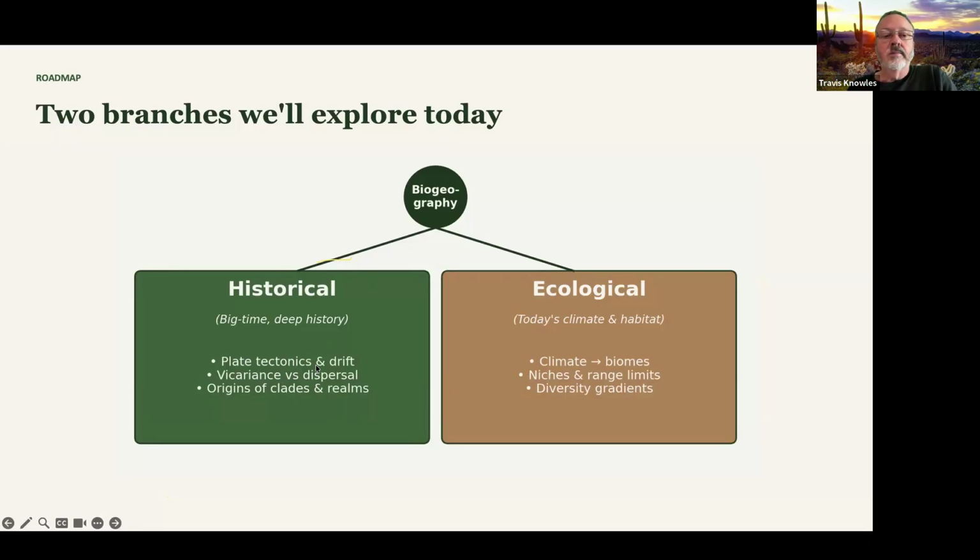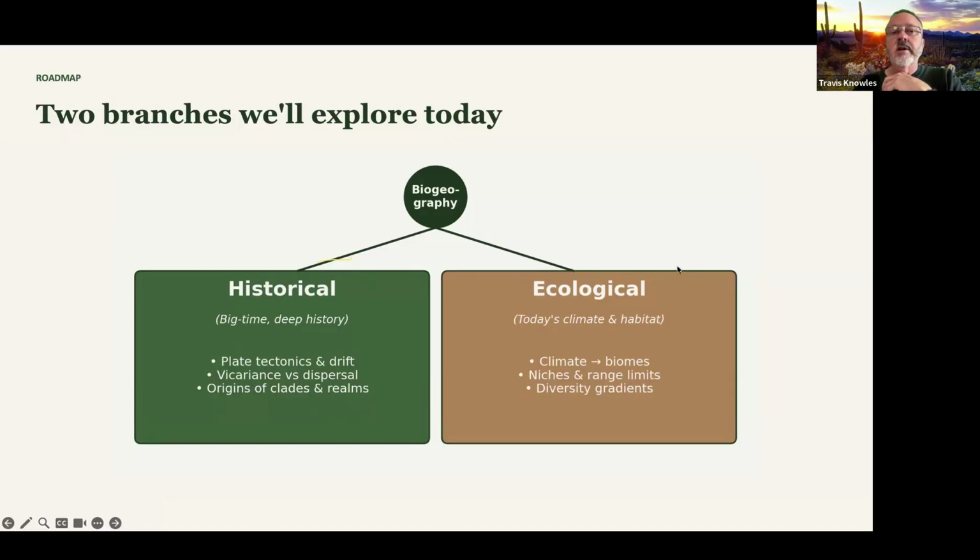So we're going to talk about plate tectonics briefly and continental drift. I'm going to tell you about two processes briefly here called vicariance and dispersal, and then how these groups of related lineages, which we call clades, originate and spread.